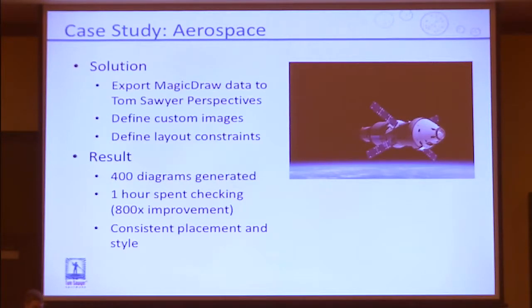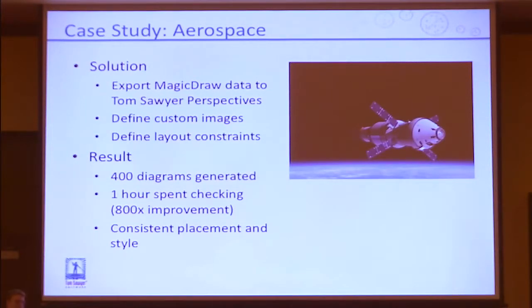And so the way we did this is that they had these Magic Draw models. They exported the data. We ran them through Tom Sawyer Perspectives, right, which is just the viewpoint execution engine. We defined a set of custom images, and we defined layout constraints. So we're looking at a picture of a satellite. So let's say they wanted, in all of their diagrams, if something was typed as a satellite, it needed to be at the top. If something was typed as a ground center, it needed to be at the bottom. And then all of the interesting components in the middle would just get arranged so that they were connected in a very readable, user-friendly way.